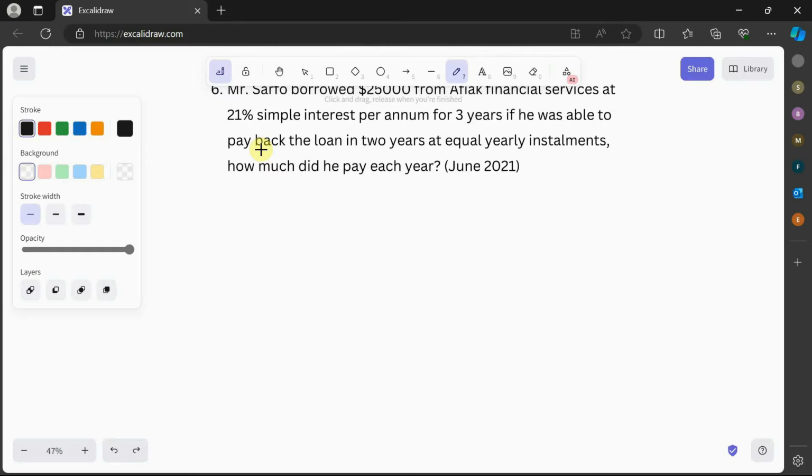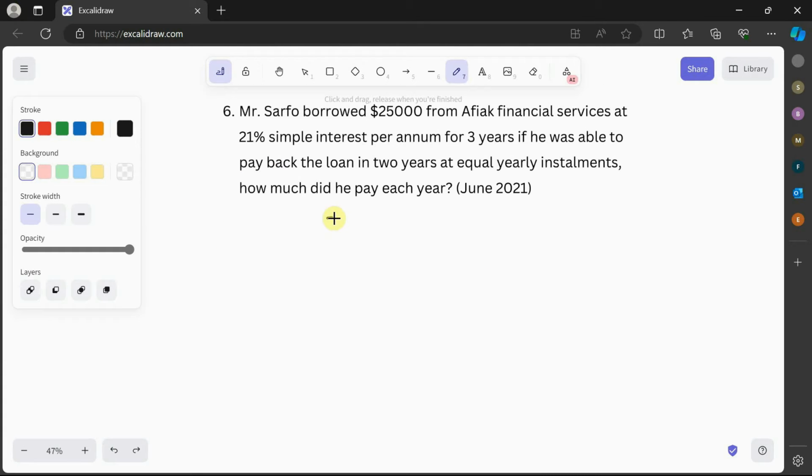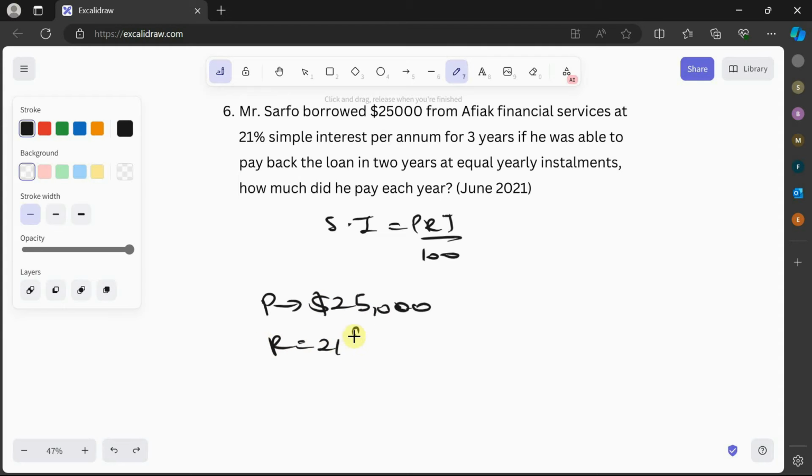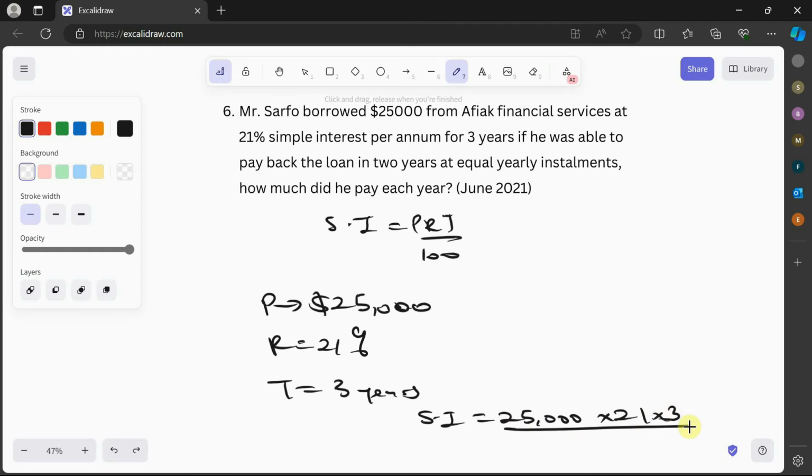Let's solve it together. So we said in the last video that simple interest is what? Principal times rate times time all over 100. The principal, which is the amount borrowed here, is $25,000. The rate is 21%. The tenure, which is the time, is 3 years. And they said he was able to pay back that loan in 2 years. The simple interest on that loan will have been 25,000 times 21% times 3 all over 100.